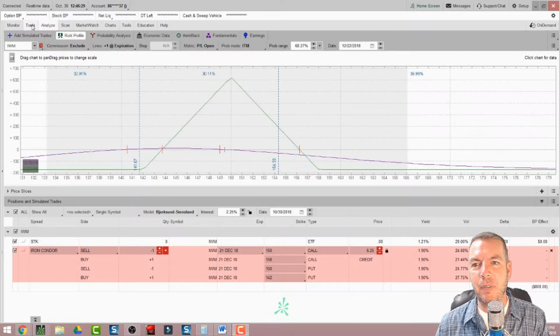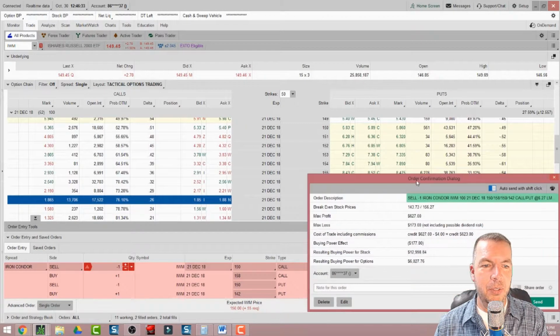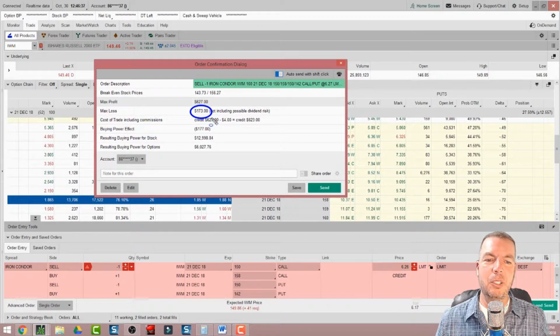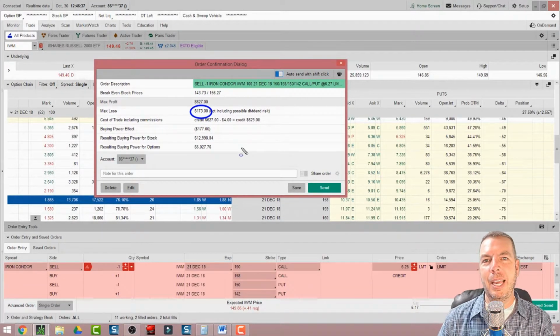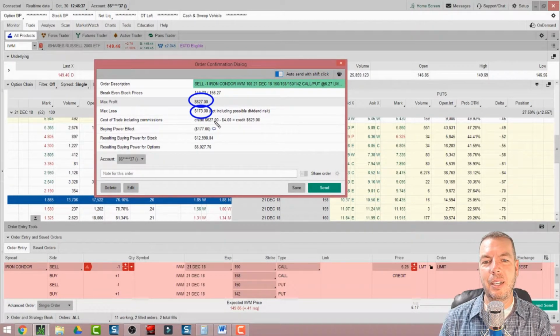So if we were to come back over here to the trade tab and hit confirm send, you can see that our max potential loss on this trade is $173, because we collected so much premium. We're collecting $626 of premium, and our max gain, max profit would be $627. So we're taking that $8 wide strike. We collected $626, but our max loss is going to be $173 on this trade.